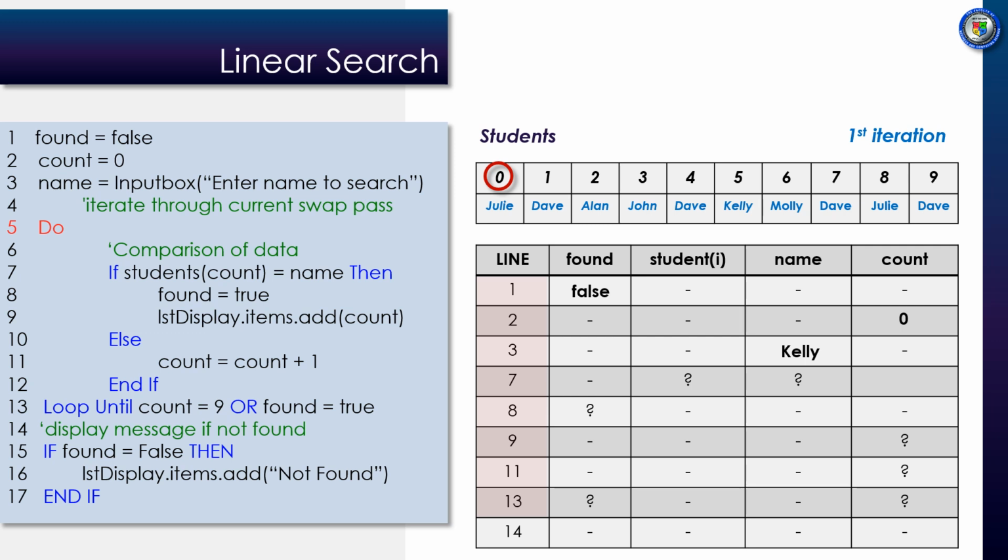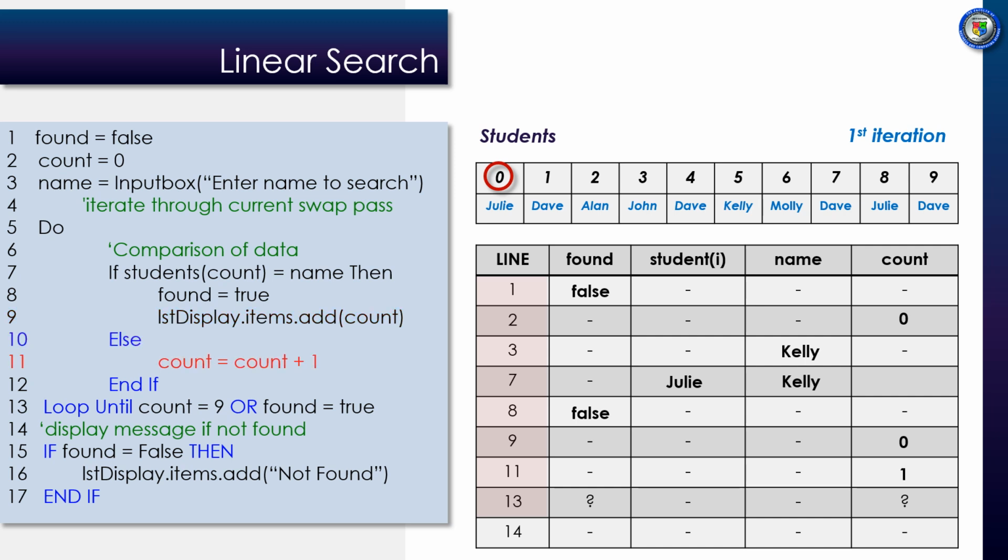In line 5, we enter the conditional loop. In line 7, we compare our search term to the value in our array students. Count at this time, as we know, is 0, so we'll look in student 0. Student I is Julie. Our search term is Kelly. These do not match. Therefore, we do not set found to true, and we do not display our count, that is 0.